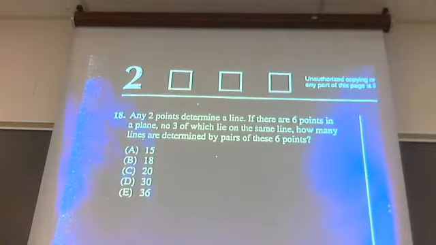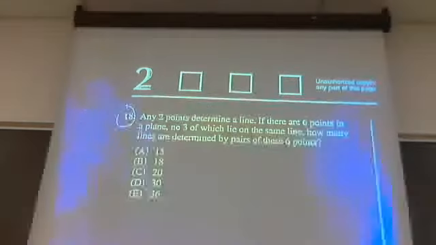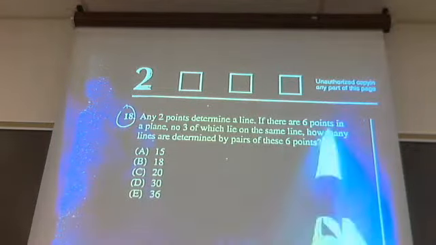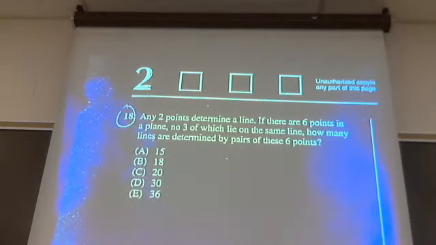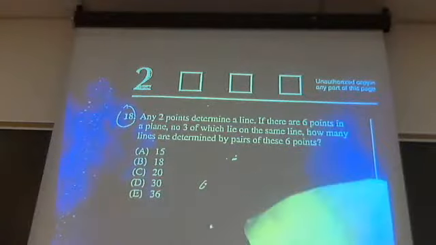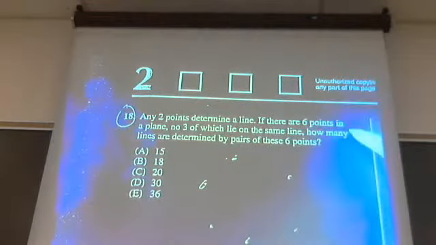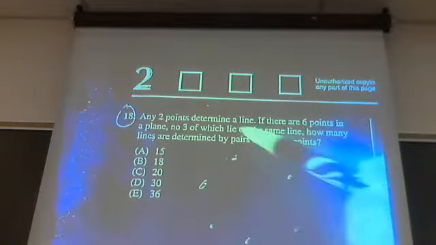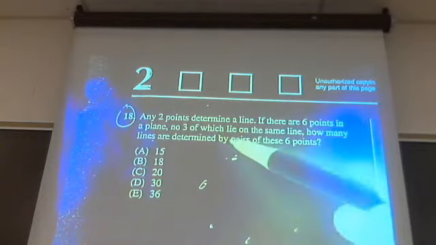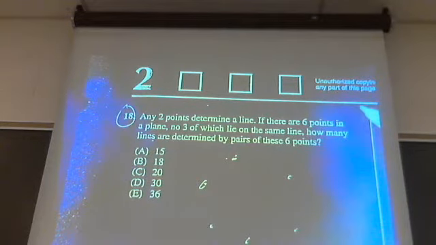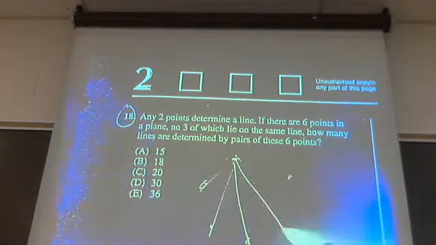Okay, any 2 points, do we need 18, 19 and 20? Okay, alright. Any 2 points determine a line. If there are 6 points in a plane, 1, 2, 3, 4, 5, 6, no 3 of which lie on the same line. That's why we use like a hexagon shape almost. How many lines are determined by pairs of these points?